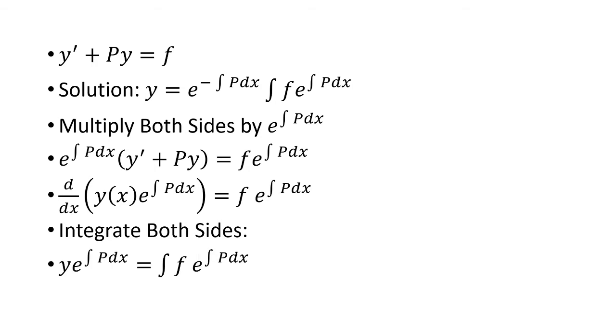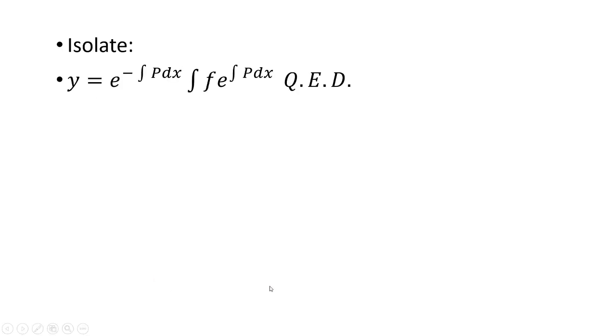You integrate both sides, right? The left-hand side is a derivative, so the integral of a derivative is whatever's inside the derivative. The answer is whatever's inside the derivative, which is this. And on the right-hand side, you just add the integral here. I should have used parentheses here. Anyhow, the last step is just to isolate y by itself by bringing the integrating factor over to the other side. And here we have it, a QED.